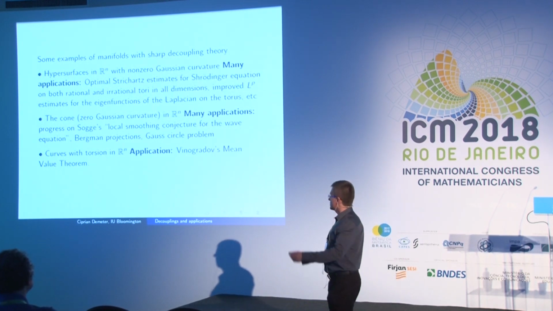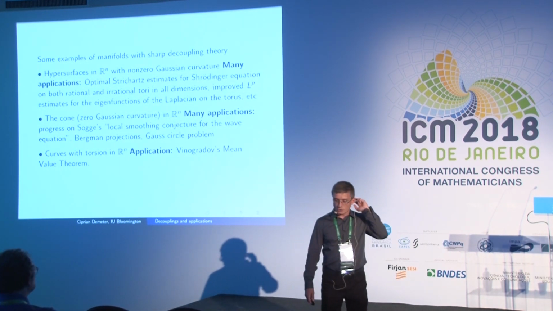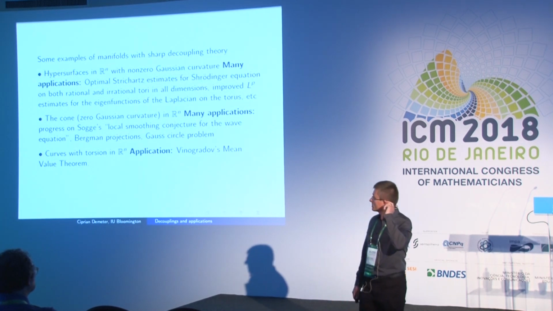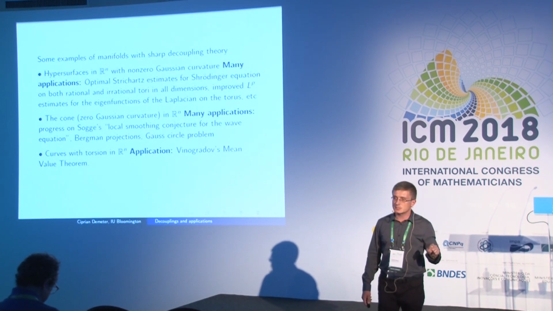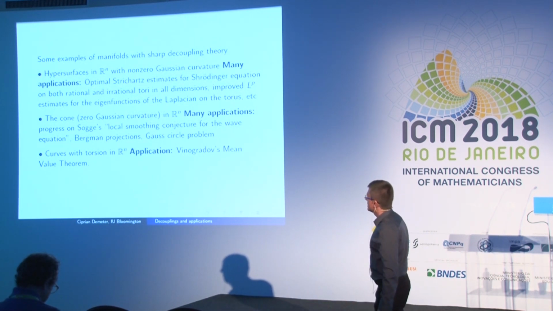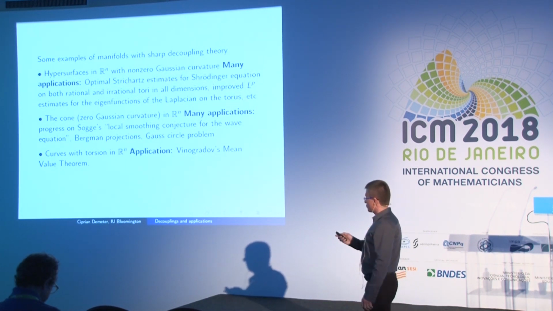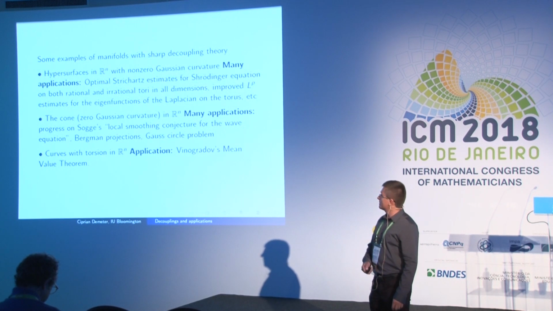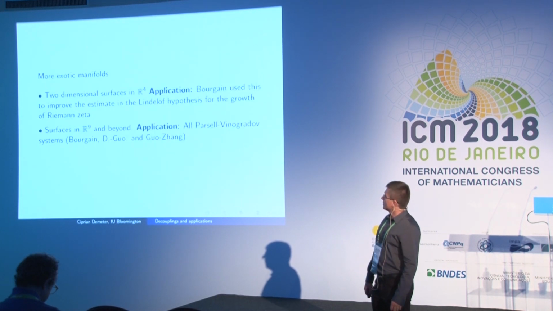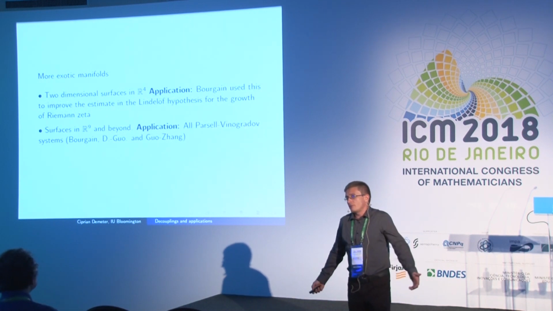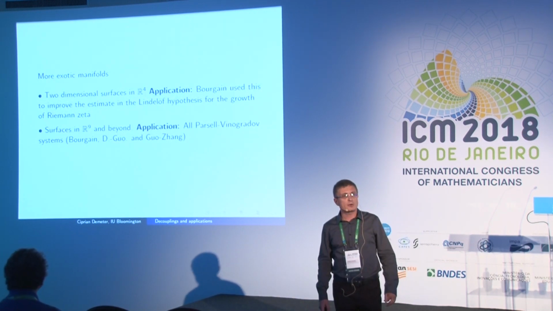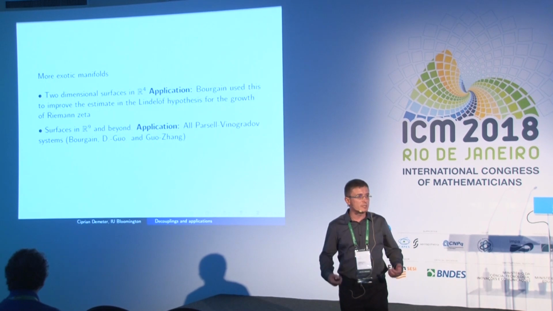There's even a nice recent application by Jean and Watt, some progress on the Gauss circle problem. This is counting the number of lattice points inside circles of radius r. I mentioned the curves with torsion, the Vinogradov mean value theorem. And on the more exotic side, well, you can think about any manifold. I mean, any manifold of the type that I described has a decoupling theory that waits to be discovered.